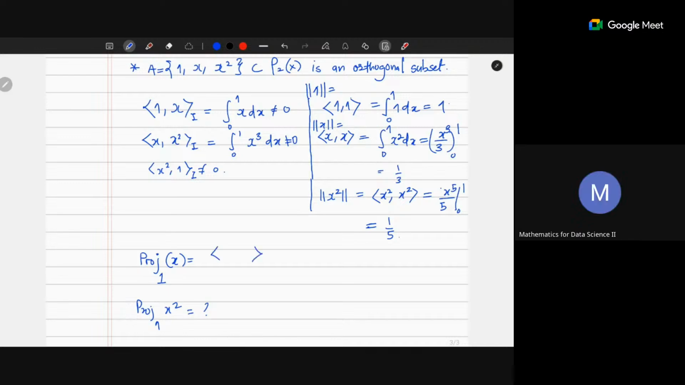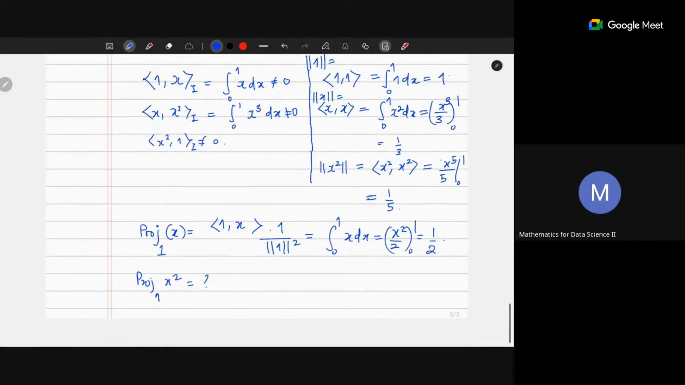It is the inner product of 1 and x, in the direction of 1, divided by the norm of 1 squared, right? Now, what is the norm of 1? The norm of 1 is 1 itself, right? So it is going to be 1 times the inner product of 1 with x, which we calculated here. It is the integration from 0 to 1 of x dx, which is going to be x² by 2, 0 to 1, which is going to be 1 by 2. All right.